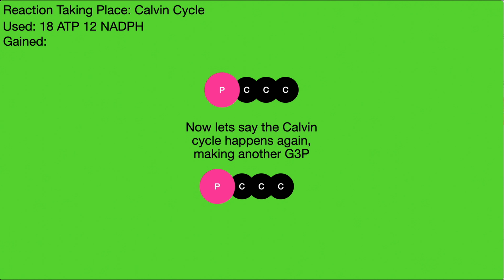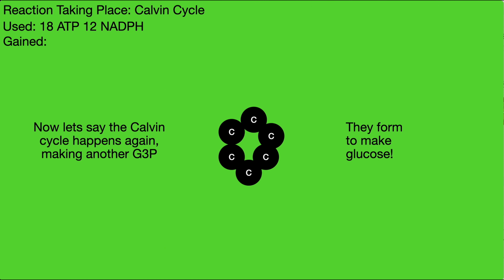So now we have these 2 G3Ps. What are we going to do with them? Well, we're going to combine them, and they're going to form glucose. That's exactly the cycle that's going to then be used in cellular respiration. So this glucose is going to get eaten, and it's going to be broken down by the cytosol, and wherever it gets used.